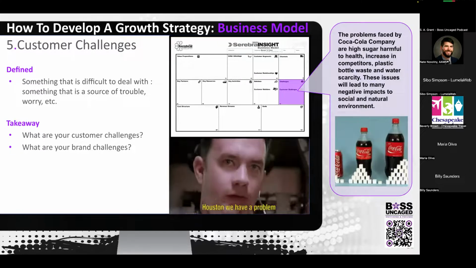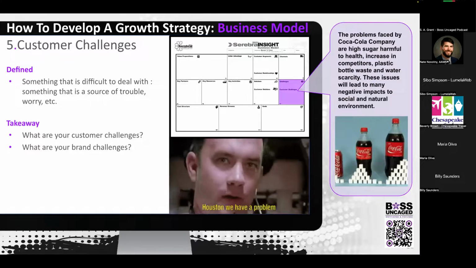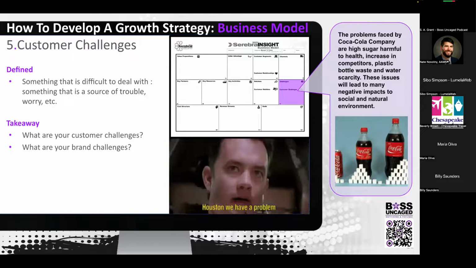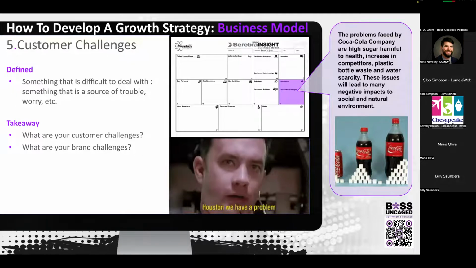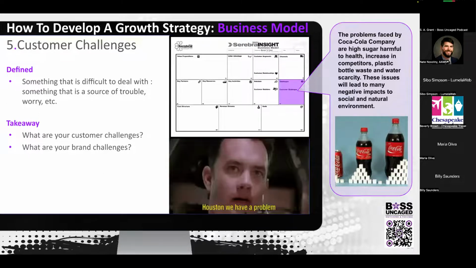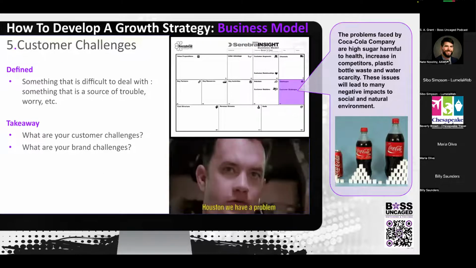In the case of Coke, for example, they had issues with sugar. People were complaining about too much sugar, and obviously they're targeting kids, so parents were complaining about the high sugar count. So that's a huge problem for Coke. So how did Coke solve that problem?